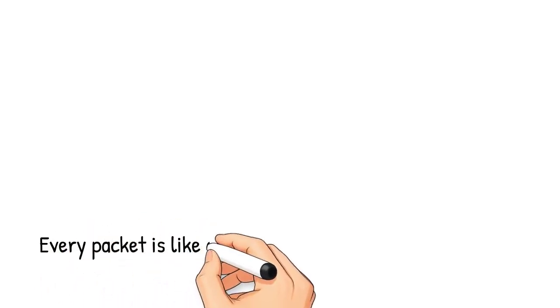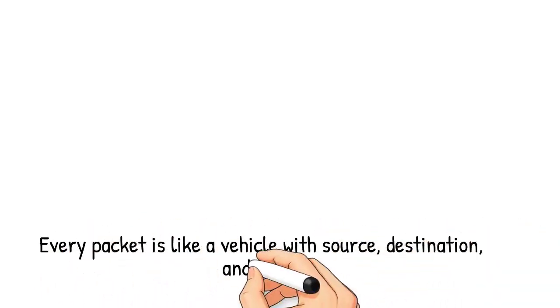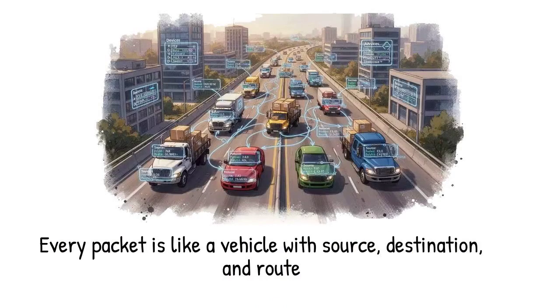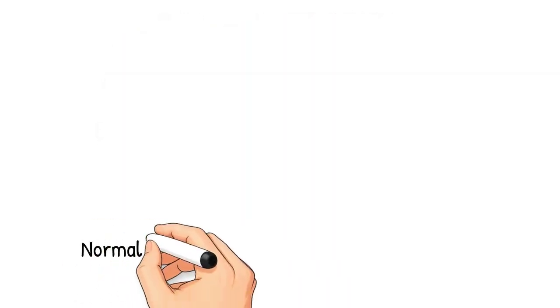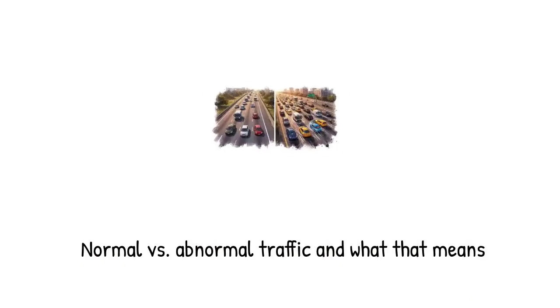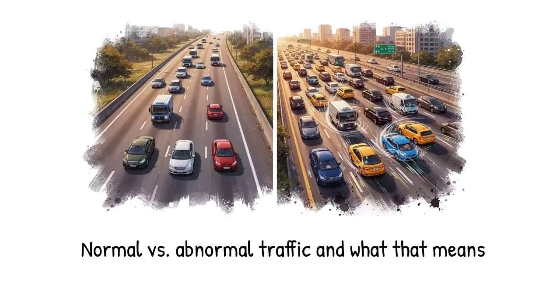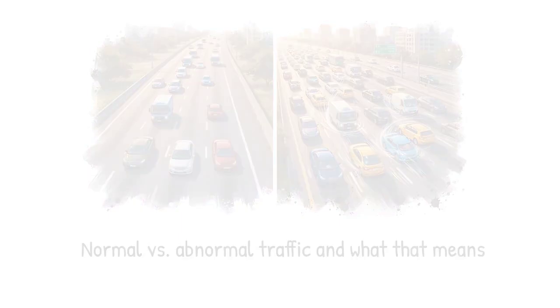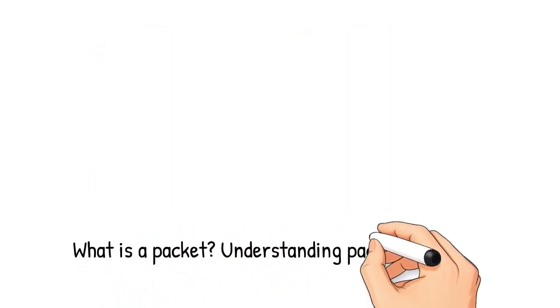Every packet of data is like a vehicle. Every packet has a source, where it came from, a destination, where it's going, a protocol, the rules it follows, a payload, the content it carries, and a route, the path it takes. When traffic flows normally, everything works smoothly. When traffic becomes abnormal, something is wrong. To understand traffic, you must understand packets.